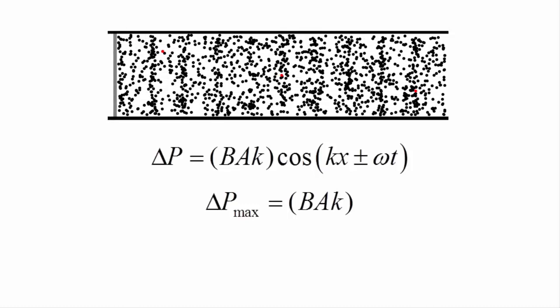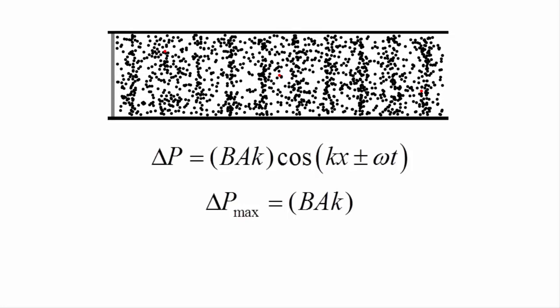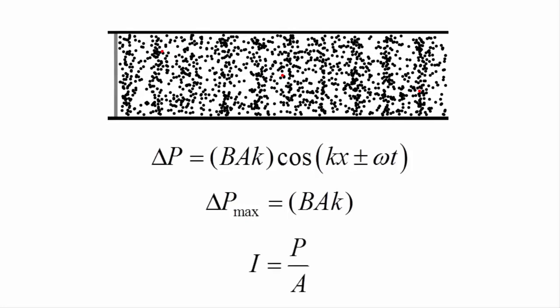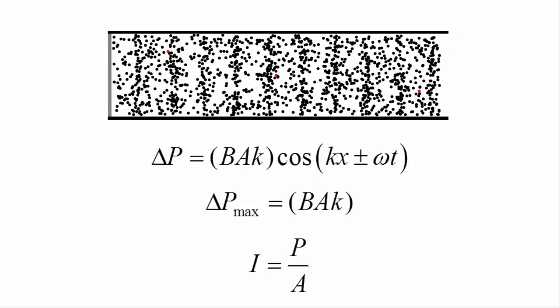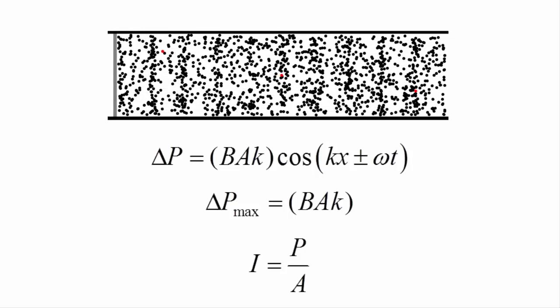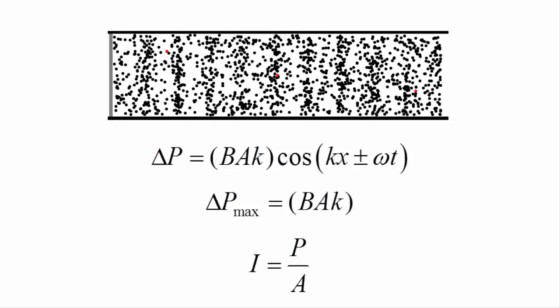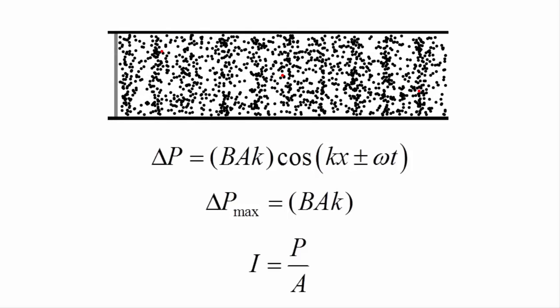Sound can also be described in terms of its intensity, which is defined as the power divided by the area over which the power is distributed, or the power per unit area. The letter P, representing power, is different to the letter P used to represent the change in pressure, so the two shouldn't be confused.